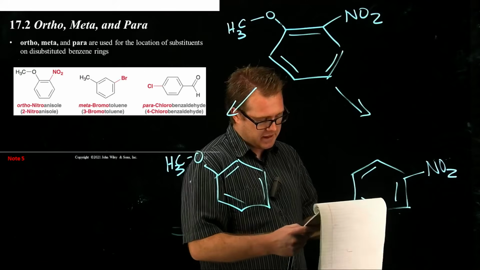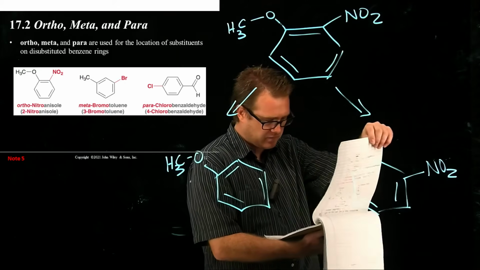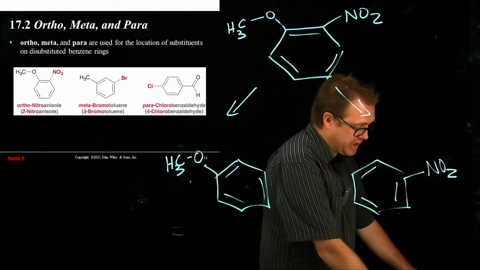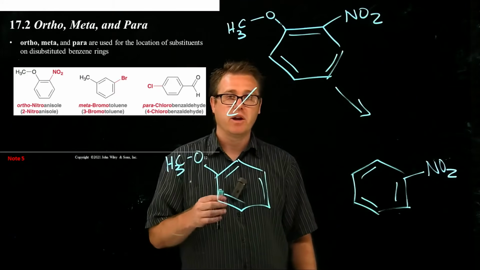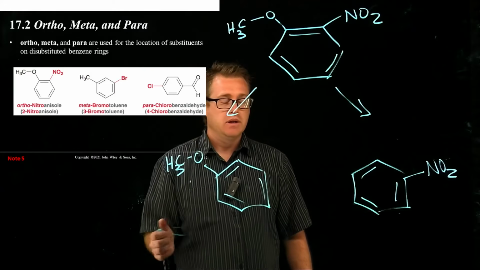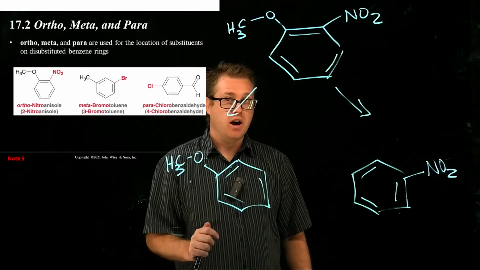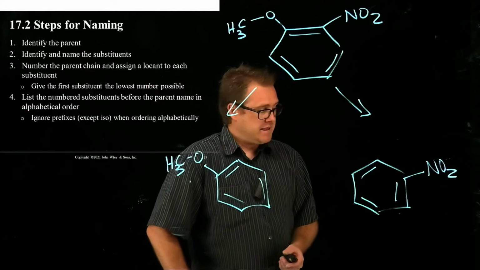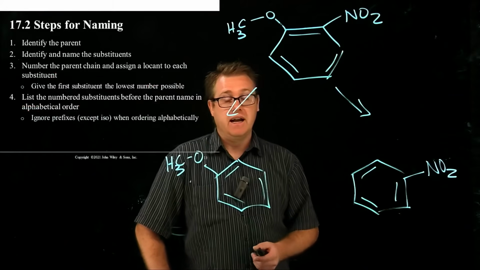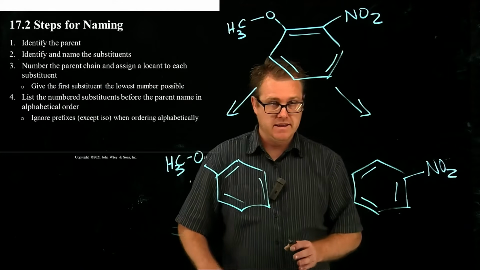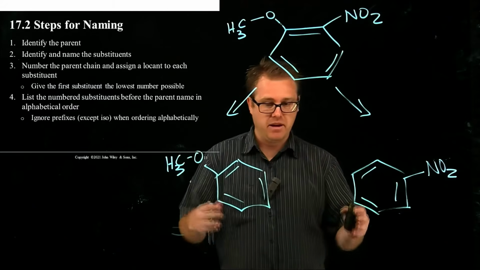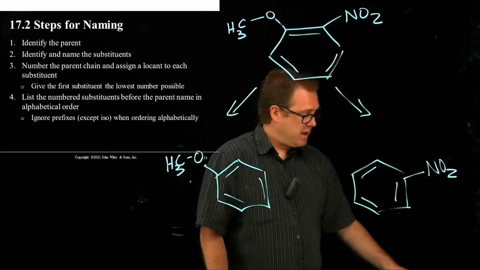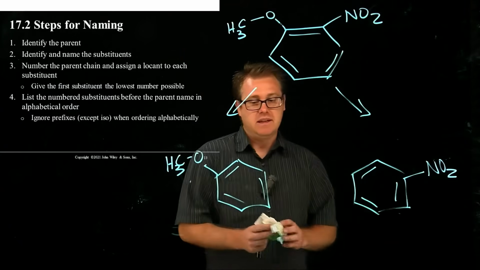So what I'm going to do is finish the nomenclature section, and then go back to something that we need to talk about. I missed something. Okay, steps for naming the compounds. Well, you need to identify the parent. Is it a benzene? Is it a common name? You find the parent. You identify the substituents. And then you need to number the substituents.